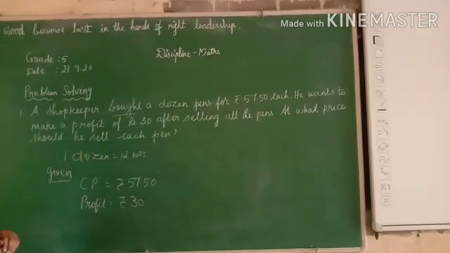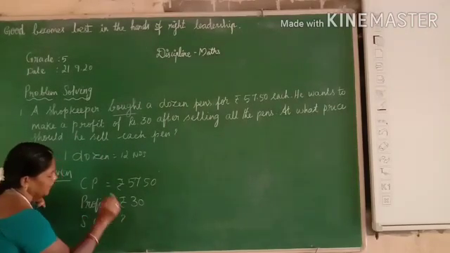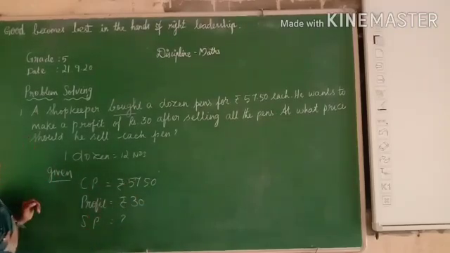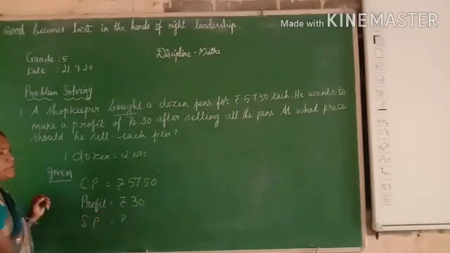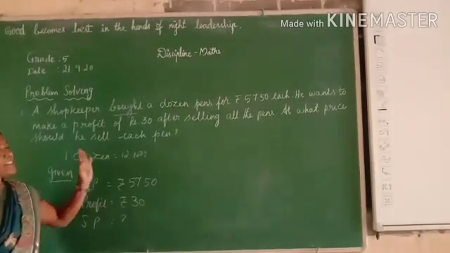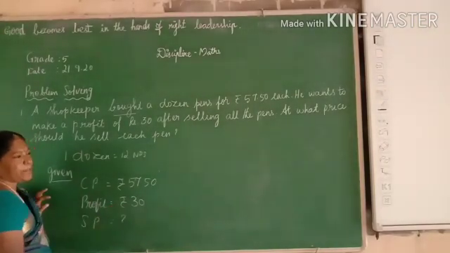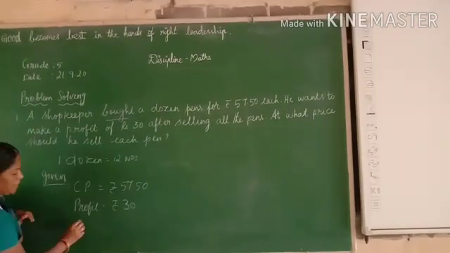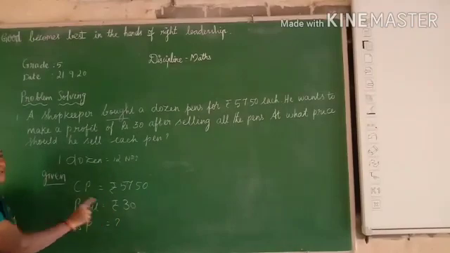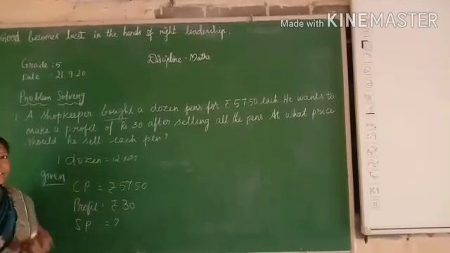What we have to find out is the selling price. The cost price is 57 rupees 50 paise. The profit of 30 rupees is not only for one pen. After selling the 1 dozen pens, the shopkeeper earns 30 rupees.